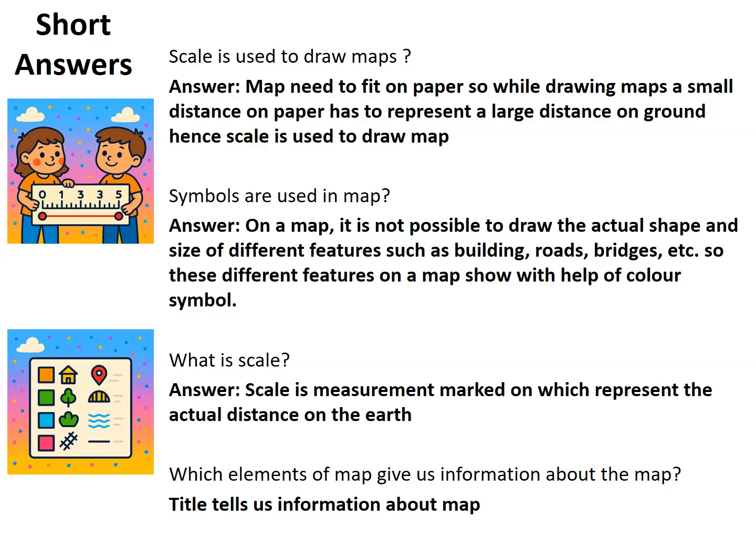Why are symbols used in maps? On a map, it is not possible to draw the actual shape and size of different features, so color symbols are used to show buildings, roads, and bridges. What is scale? Scale is a measurement marked on the map that represents the actual distance on the Earth. Which element of a map gives us information about the map? The title tells us information about the map.